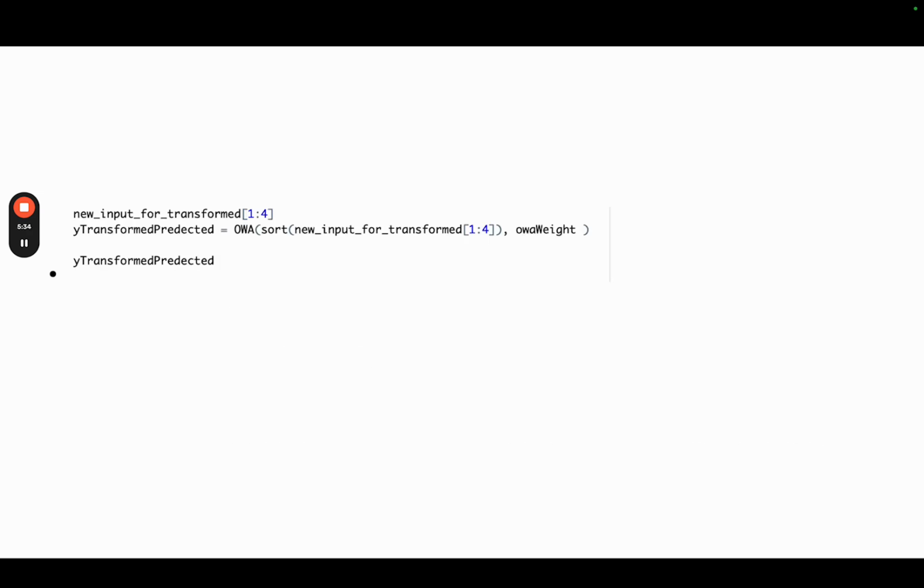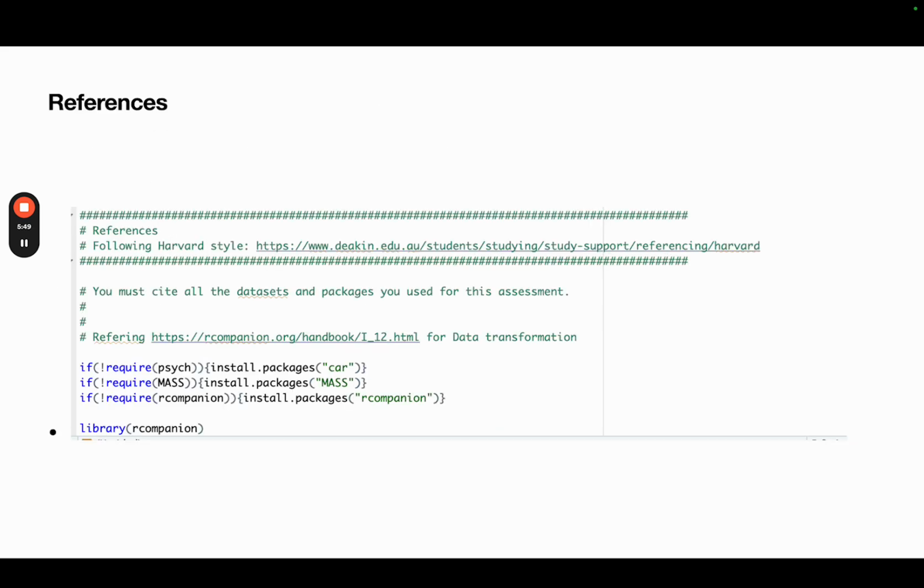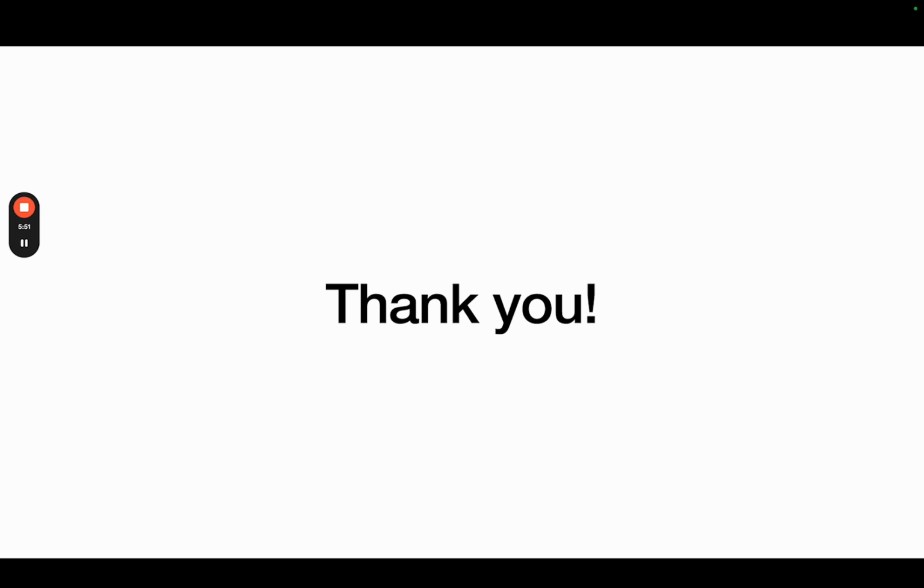Once I did that, I transformed using that particular model. The sort was not required, I just added it, and after transforming it, I got the predicted value as 7. I use this as a reference, and thank you.